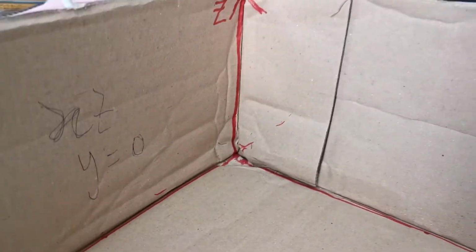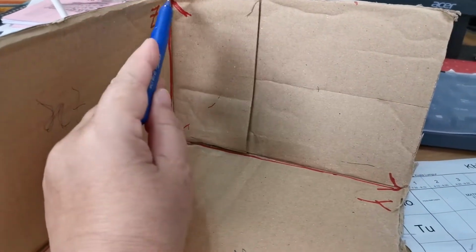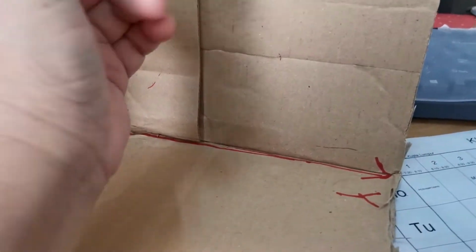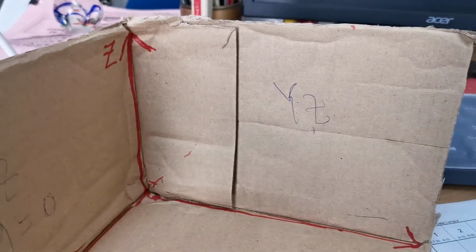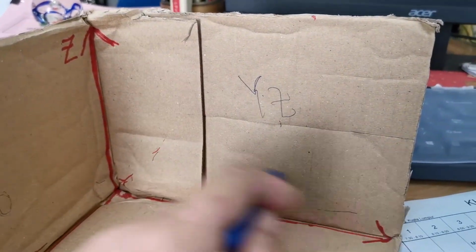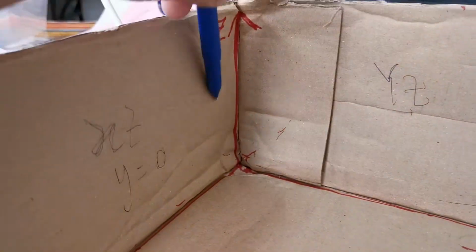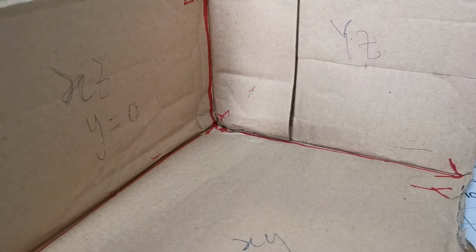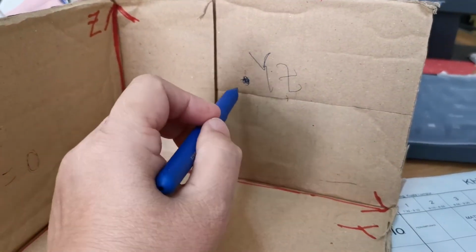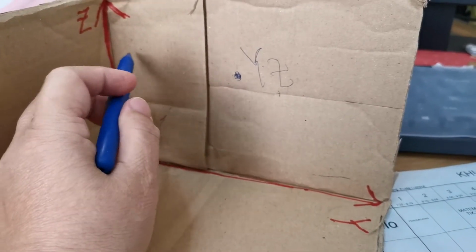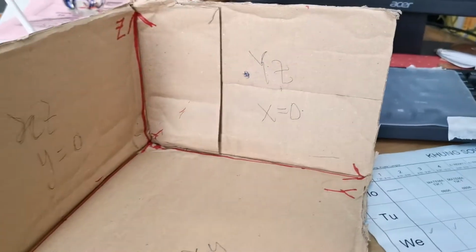Then the third one, this one, we call the yz plane. You have y coordinates and z coordinates. On this plane your x is 0. Any point on this plane only has y and z, no x. Therefore, we also name this plane x equals 0.